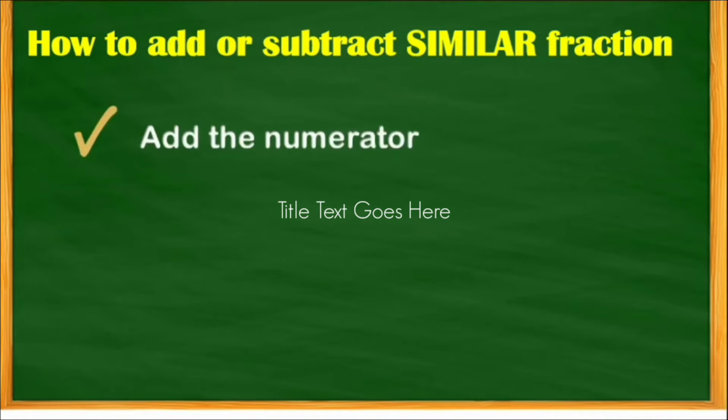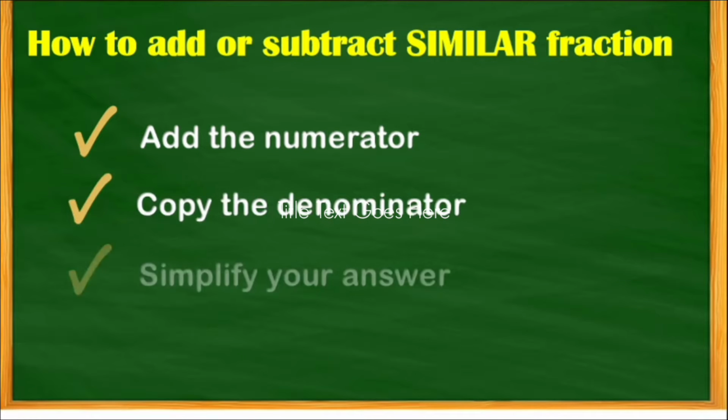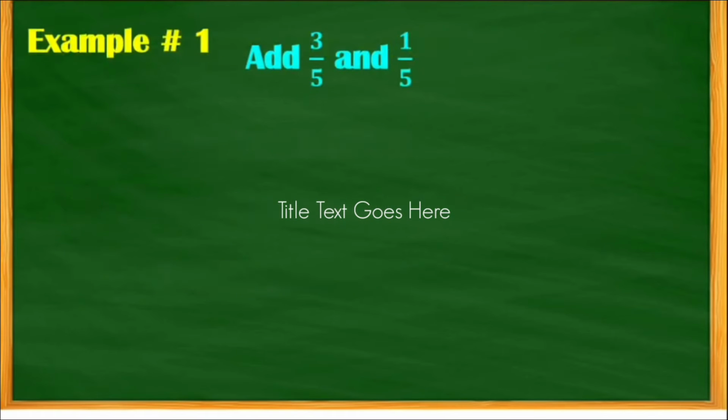So these are the steps. Add the numerators, copy the denominator, simplify your answer. These are the three steps on how to add or subtract similar fractions. So let's proceed with an example. Add 3/5 and 1/5. Take note, they are similar because the denominators are the same.